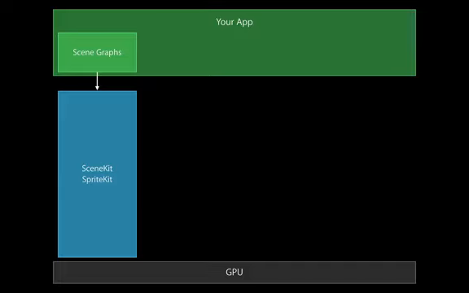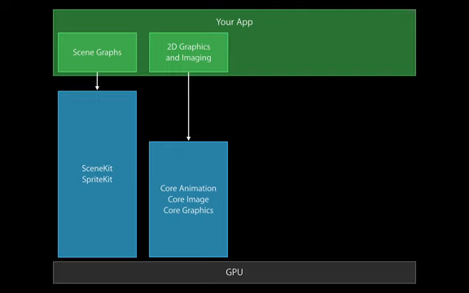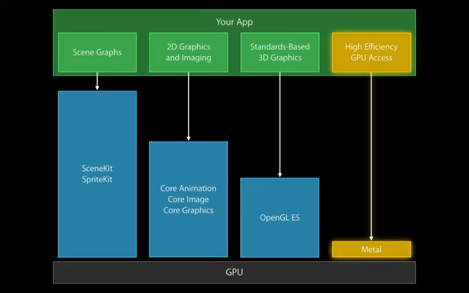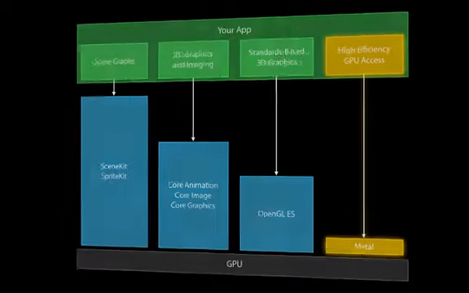And they're great. They provide a lot of services, but they're relatively far from the GPU in terms of abstraction. And then, of course, we have our 2D graphics and imaging APIs, such as Core Animation, Core Image, and Core Graphics. And these too provide a lot of services. And if this is the type of operation you're doing, these are perfect APIs for you. And as always, we have the standards-based 3D graphics approach with OpenGL ES. But when we wanted to do something better and to give you high-efficiency GPU access at the thinnest possible API layer, that's where Metal comes in. So, how do we do this?